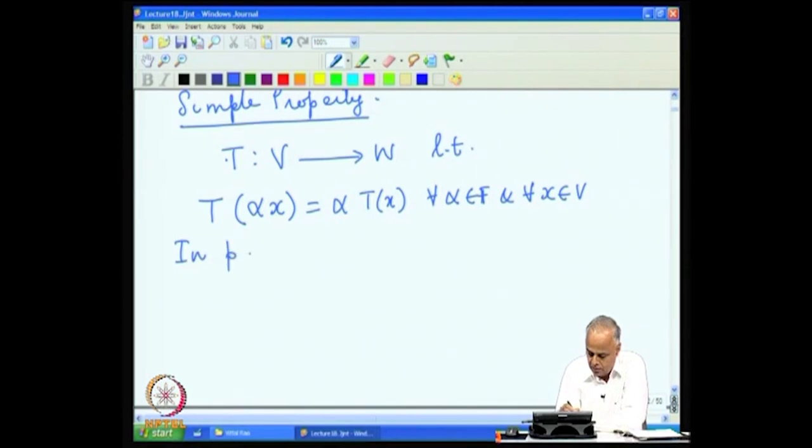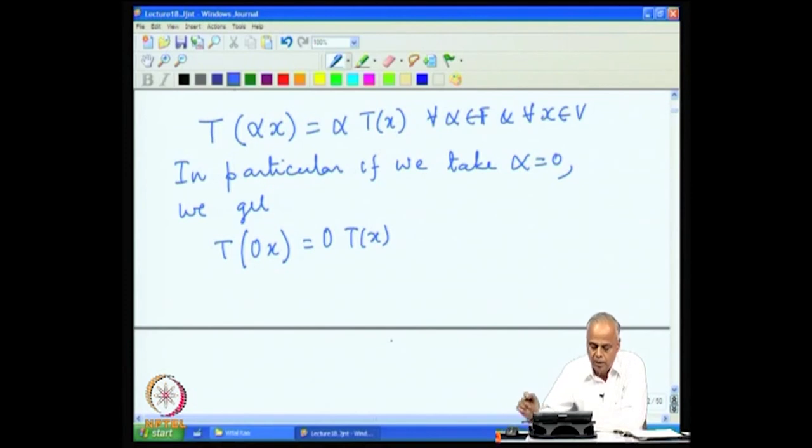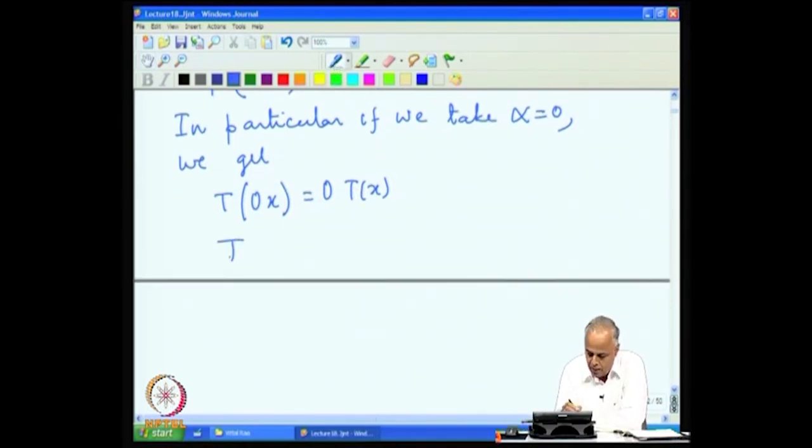And in particular, if we take alpha to be 0, we get T of 0 times x is equal to 0 times T of x. Now, on the left hand side, we are taking a vector x in V and multiplying it by the scalar 0, and so we will get the 0 vector in the V space. On the right hand side, we are multiplying by 0 a W vector, so we will get the 0 vector of the W space. So, we get T of theta V is equal to theta W, which means that a linear transformation always maps the 0 vector into the 0 vector.